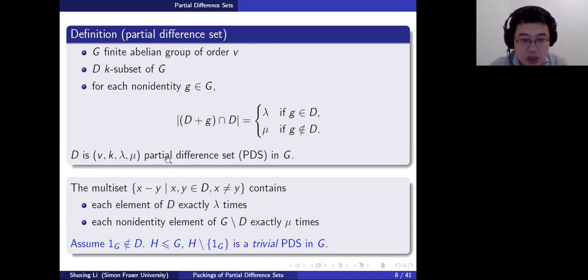So in other words, a partial difference set is an object whose differences have some very strong uniformity in terms of frequency or occurrence. As a technical assumption, we always assume the identity element is not in the subset D. If we take a subgroup H of G, then H minus identity is trivially a PDS of G. So we are always interested in non-trivial PDS.